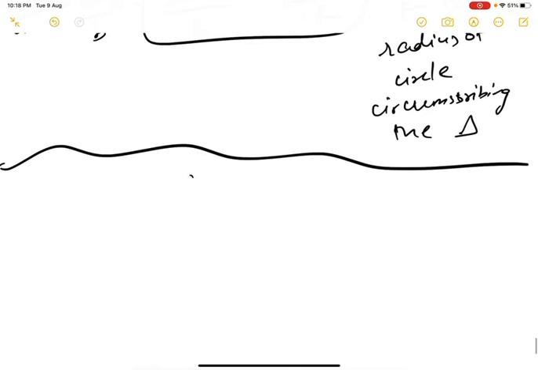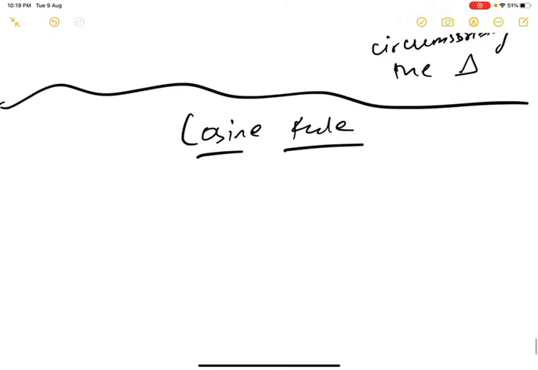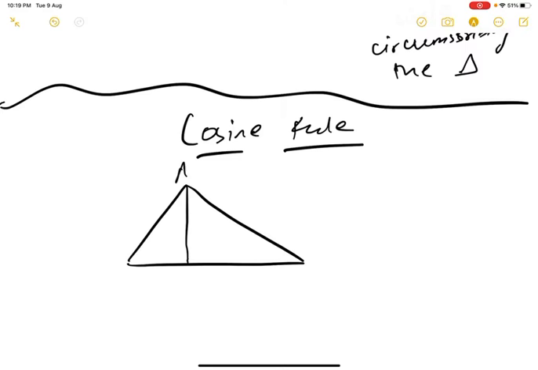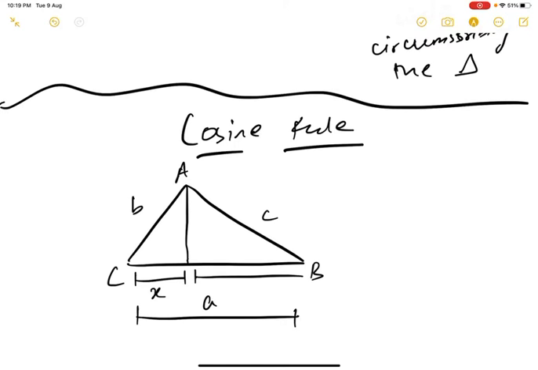After that you have your cosine rule. Cosine rule is again simple. You have your 3 sides. Okay, so this is your A, this is your B, this is your C, this small c, small b, this is your small a. Now what I will do, I will say this distance is x. Now this full distance is a. So this remaining distance will be a minus x, right? Because full distance is a and this small distance is x. So what is the remaining distance? Remaining distance is a minus x.